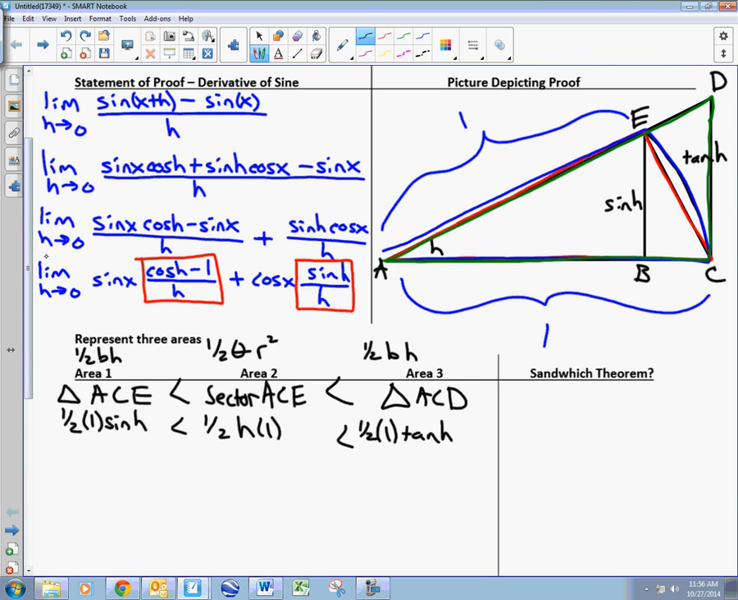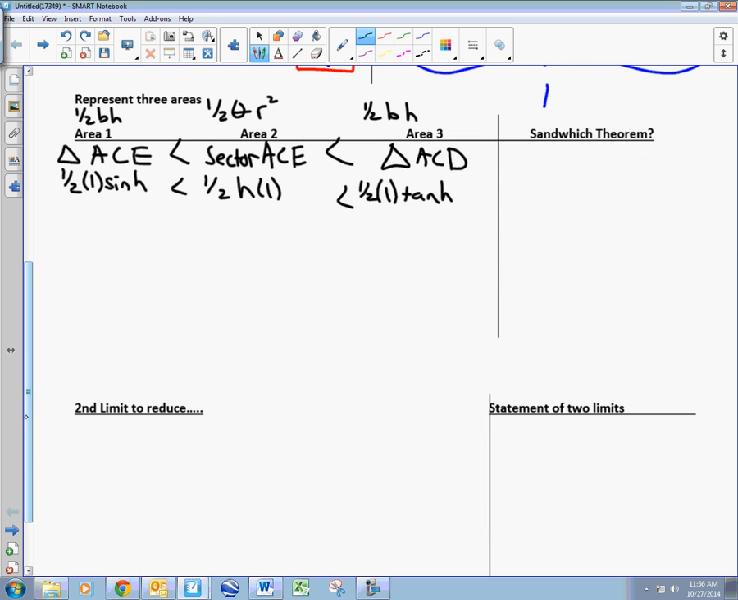The radius is 1 because this sector right here, the blue, 1 and 1, its radius is 1. If we were to continue to draw the circle all the way around, we have a length of 1. So I don't like the fractions. Do you like the fractions? So let's multiply through by 2. And we get sine of H is less than H is less than tangent of H. Ooh, that's kind of cool.